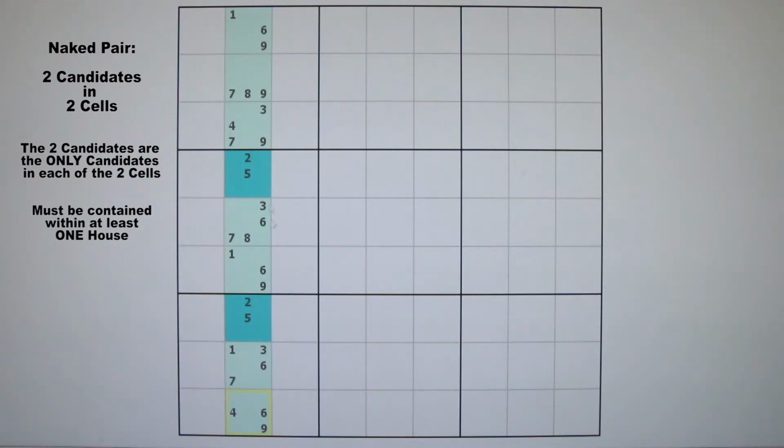Because the two colored squares must contain the 2 and the 5. So no other cell in that column can contain a 2 or a 5. They must all be false.